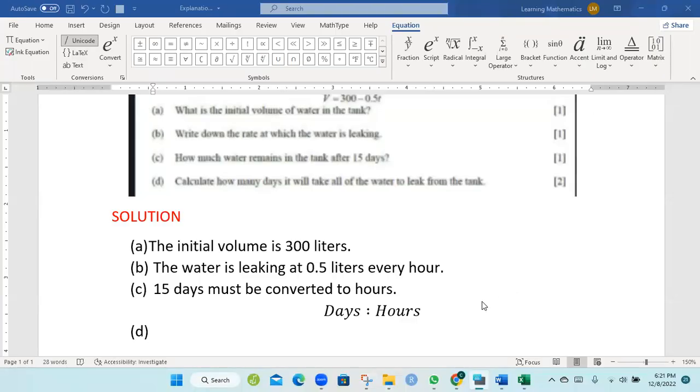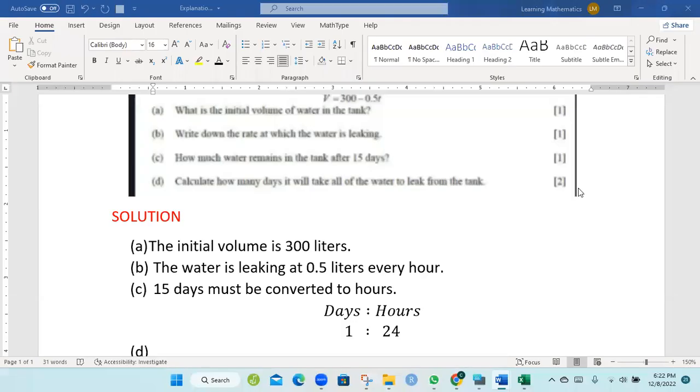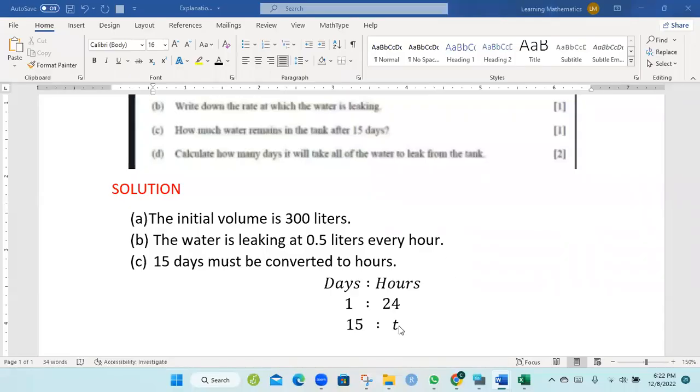Now we know that one day has 24 hours. So we place 1 on the days and we put 24 on the hours. Now we have to put 15 on the days and we are going to put, let's say T on the hours to solve for T. So 15 have to go on the days. Now to solve for T, we're going to cross multiply and divide. And we have to divide now by the number that is diagonally away from the letter T, which of course is number 1.